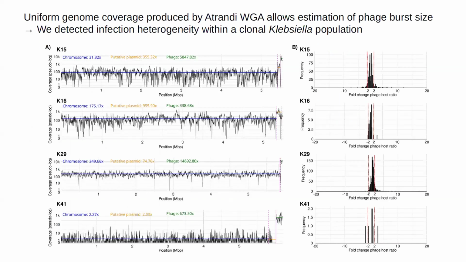The very good thing about Atrandi chemistry is that it produced pretty uniform coverage. This is not usual for whole genome amplification kits. So I was very happy to see these results. Actually, it was possible to observe the coverage differences between the genome and the copies of the phages in a single cell. And so we were able to estimate some kind of burst size, or let's say the number of copies that were formed and captured within single cells. This is something that you could do with bulk resolution, the typical experiments that are performed with metagenomes. But now we have single cell resolution, so we can see this heterogeneity within one population of bacteria.